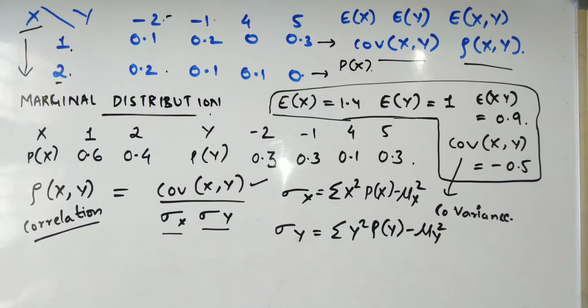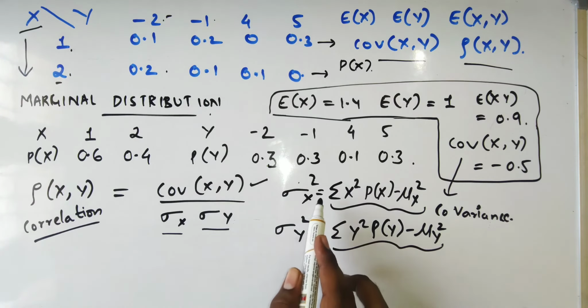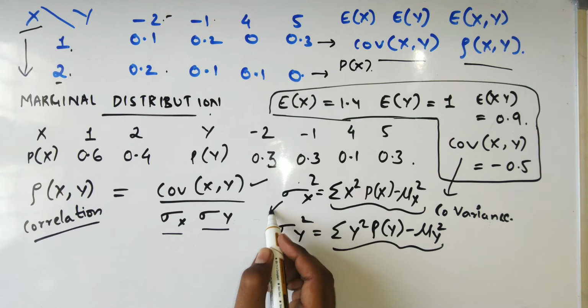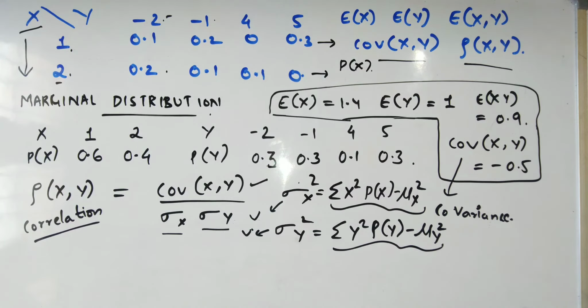Now the thing here is, what formula is this? This is the formula for variance. When I do this square, I'll get the variance. If you want the sigma x, then you have to take the square root of this. That is the point here. So this is nothing but variance.